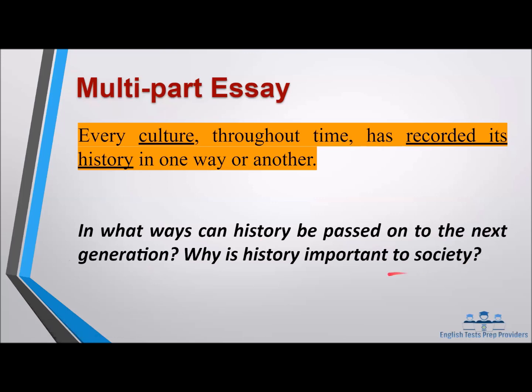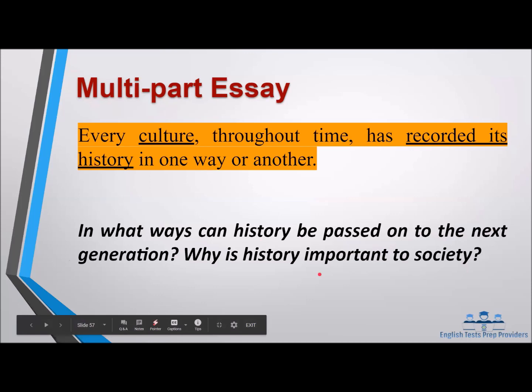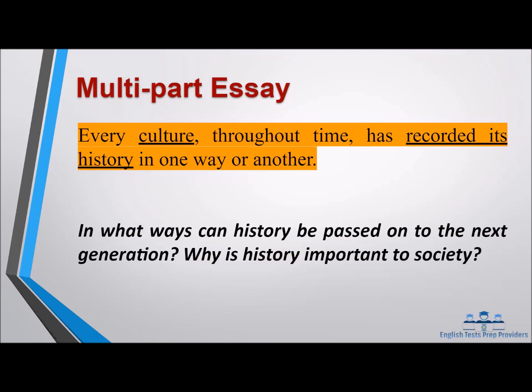So basically, if you can transpose, because I think you really have to answer the reasons why history is important to society before you give the ways how history can be passed on to the next generation. So your main paragraph should talk about the importance of history to society, and the second half of your essay will be how history can be passed on to the next generation. Next.